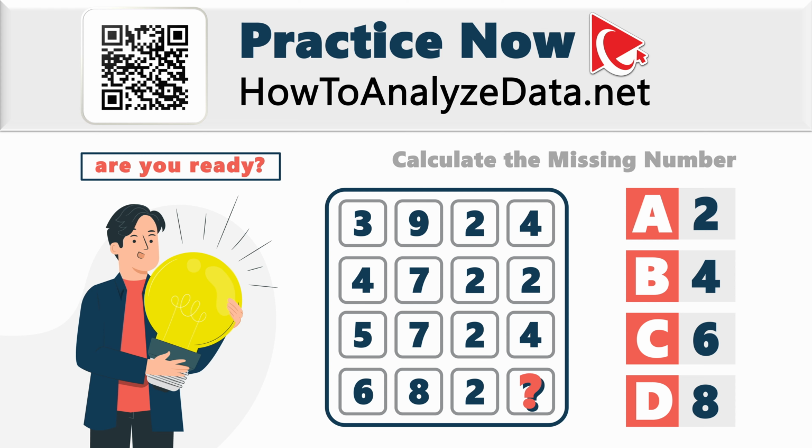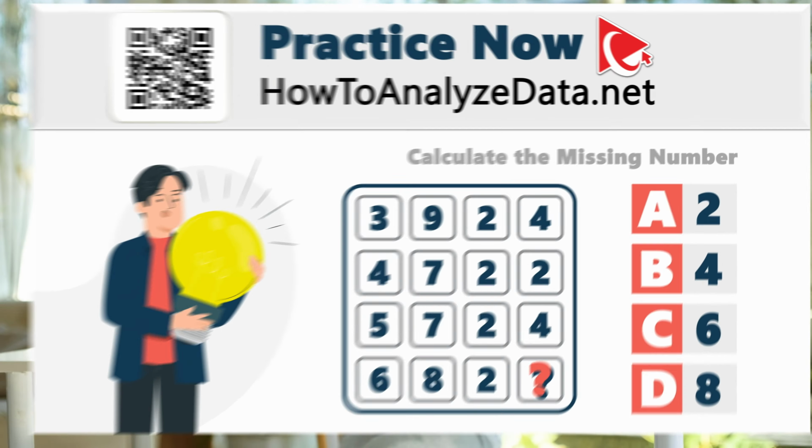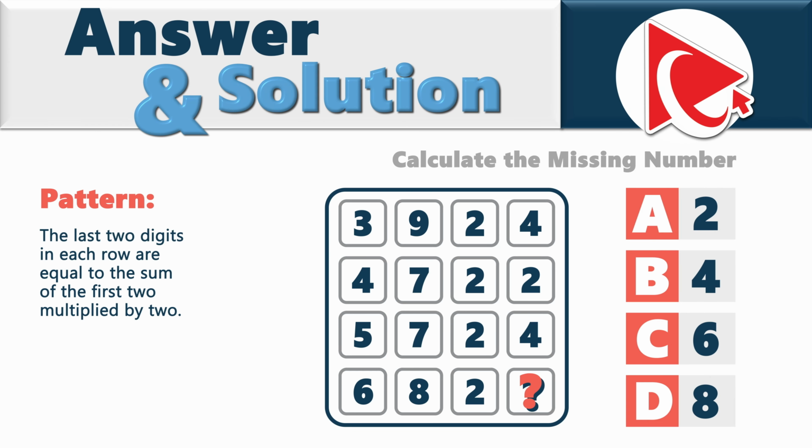Are you excited to share your solution? Let's roll up our sleeves and begin the comparison. The pattern here is rather simple. The last 2 digits in each row are equal to the sum of the first 2 digits multiplied by 2.